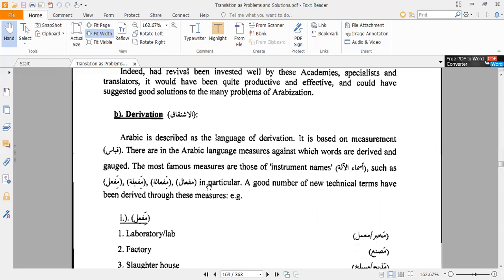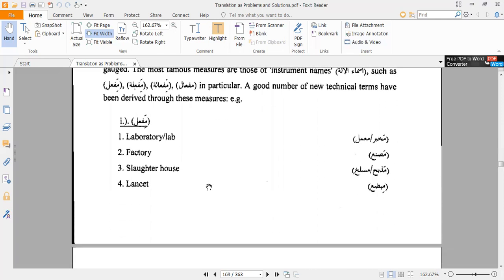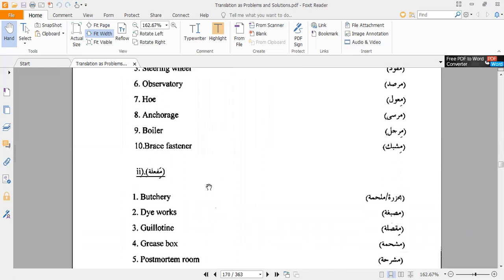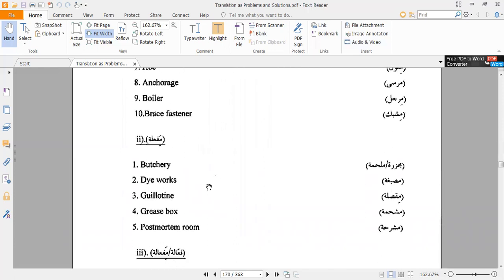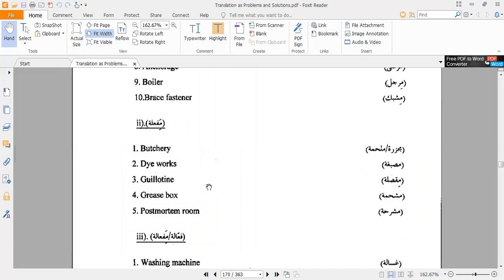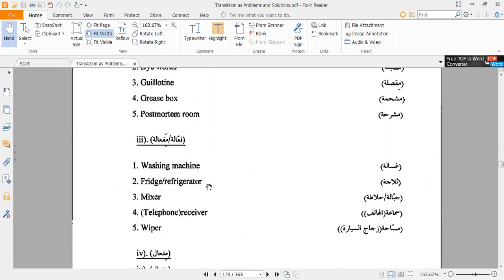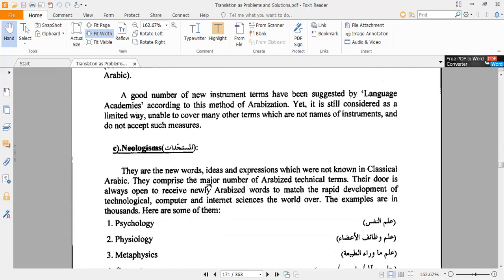It is the language of derivation and we can use them such as factory مصنع، لانسر، أو slaughter house مذبح أو مسلخ and so on. We can use مفعلة such as بطشري، مجزرة، مفعلة، مجزرة أو ملحمة and so في فعالة، washing machine غسالة and so on. We have مفعال and so on.